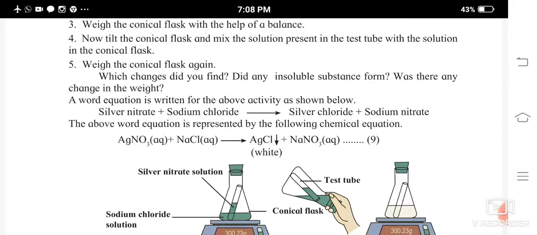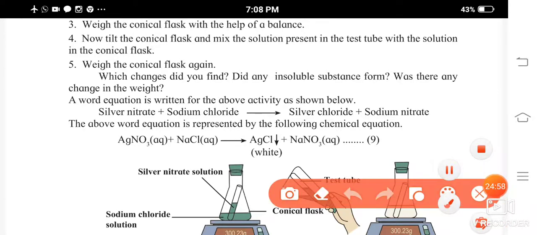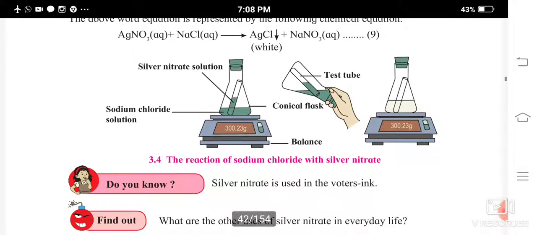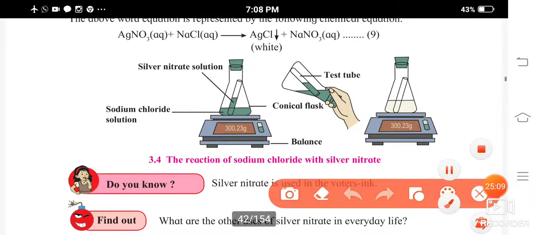That means the silver nitrate solution which is there in the test tube is going to enter this sodium chloride solution, and the reaction will take place between them. So the reaction will take place between silver nitrate and sodium chloride. Yes, then see what you are going to do.